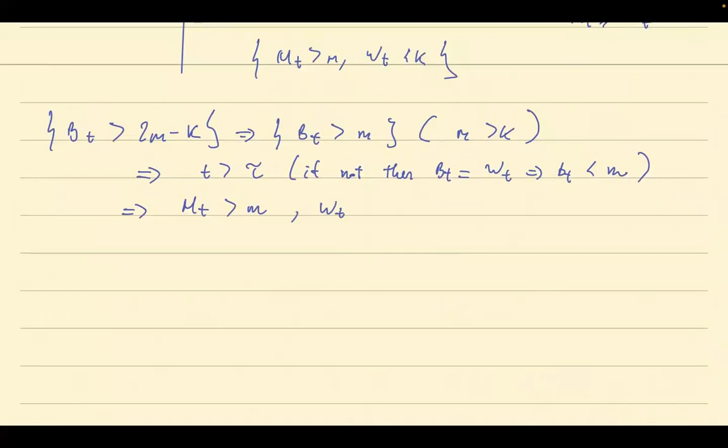So let me write that down. So we passed the horizon. So we know that BT has been reflected. So that must mean that WT is less than K. All right, so we established that. Any question?